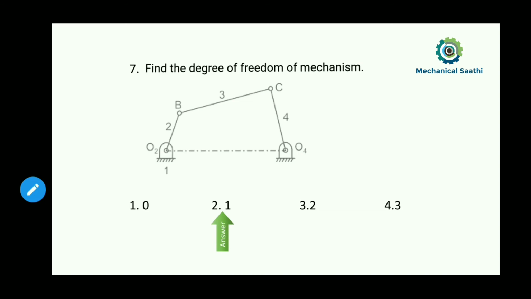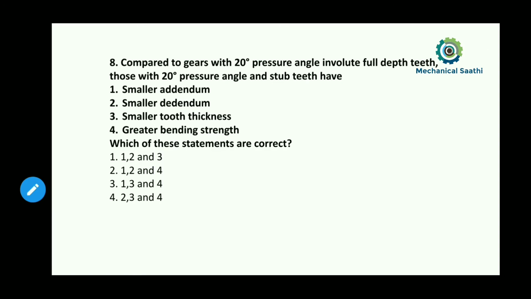So moving towards the next question, that is question number 8. Let us read it. Compare two gears with a 20 degree pressure angle, involute full depth teeth, with another case of those with 20 degree pressure angle with stub teeth. The statements given are: smaller addendum, smaller dedendum, smaller tooth thickness, and greater bending strength.